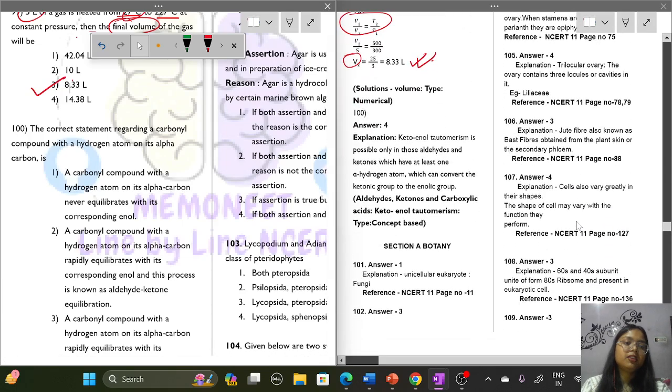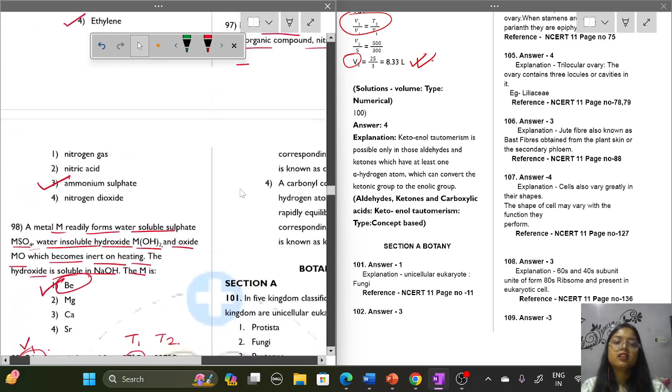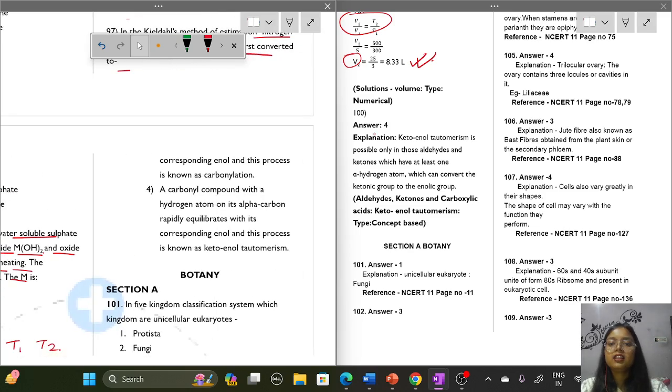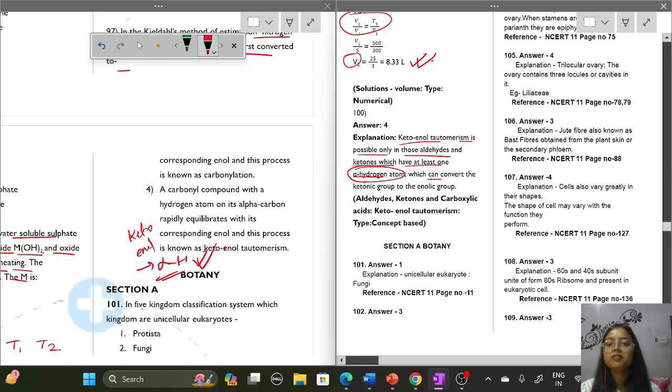The last question is about the correct statement regarding a carbonyl compound with a hydrogen atom on its alpha carbon. You can read the incorrect statements as well, but I am telling you the correct answer now. Keto-enol tautomerism is possible only in those aldehydes and ketones that have at least one alpha hydrogen. This is reasonable because for keto-enol tautomerism, the presence of alpha hydrogen is necessary, which can convert the ketonic group to an enolic group. So option number 4.